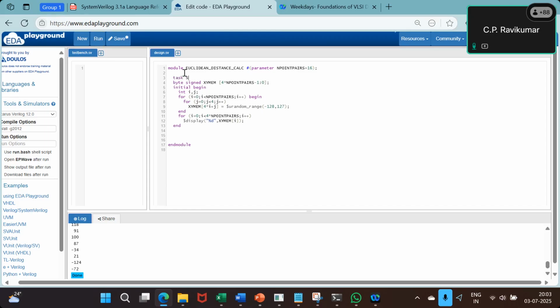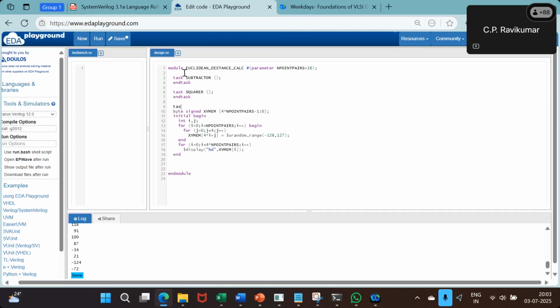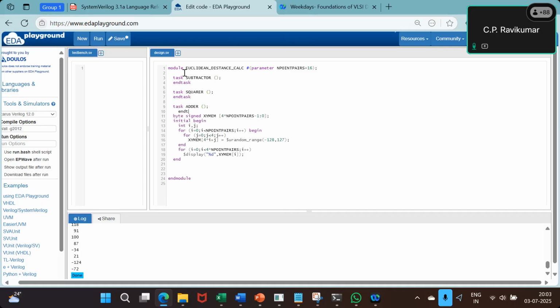Task subtractor, then task the multiplier or squarer, then task the adder, and task the square root.